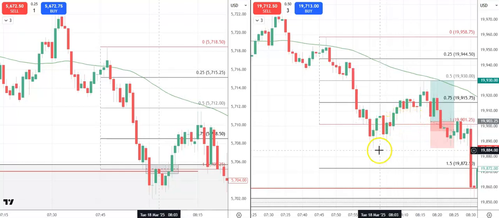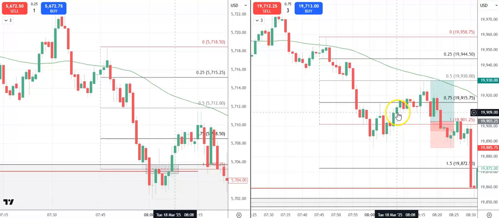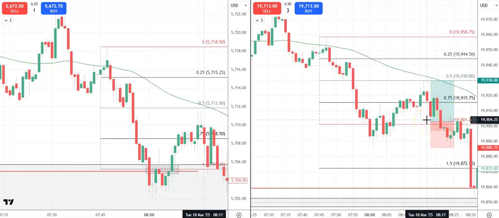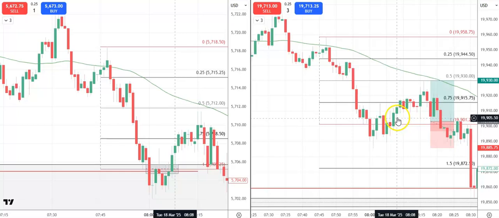And so we see that here. We close above on this candle. That's this candle right here. This next candle trades down, trades down enough to where I can get a little bit less than a 1.5, which is cool with me. So we enter the trade here.